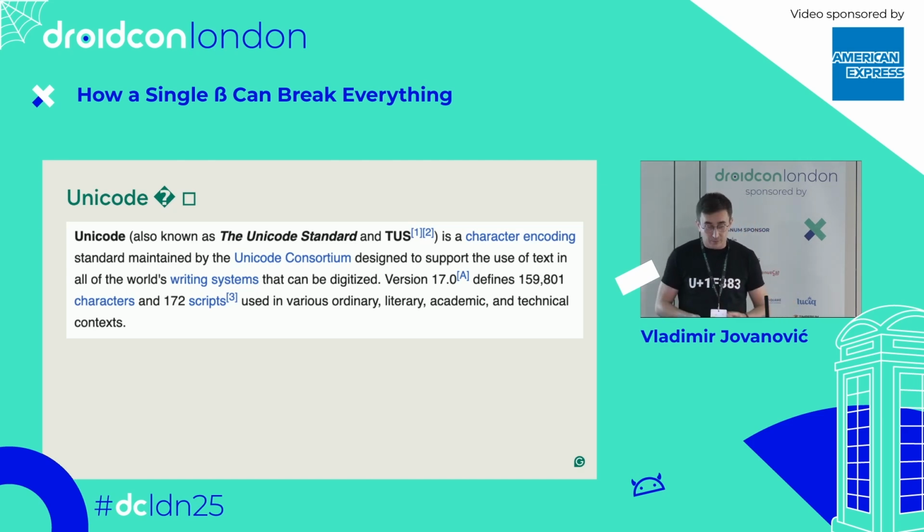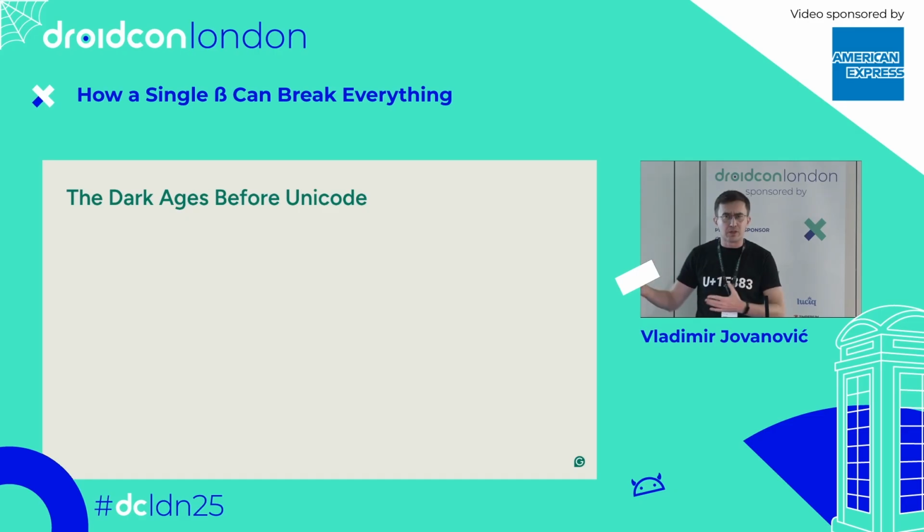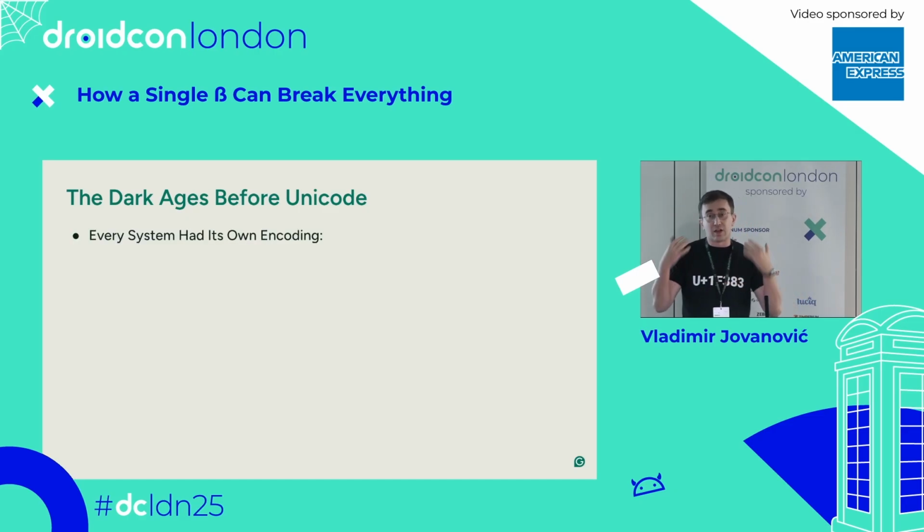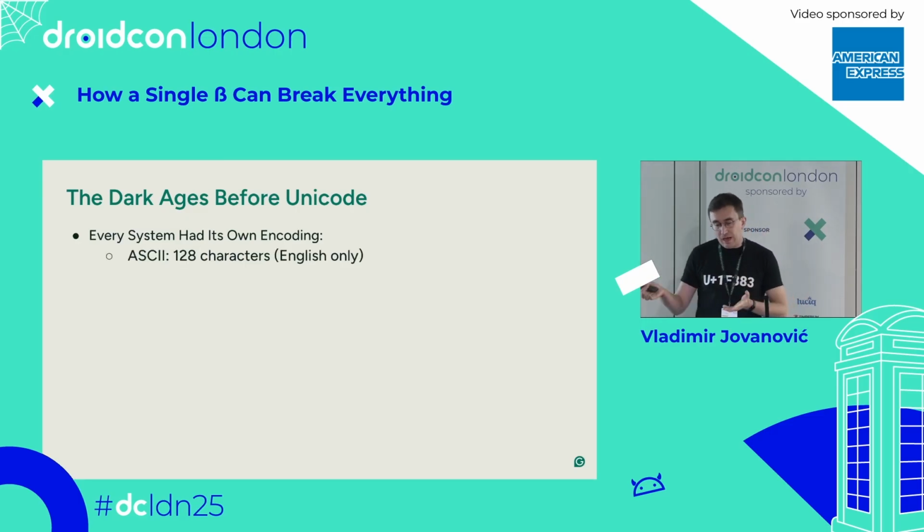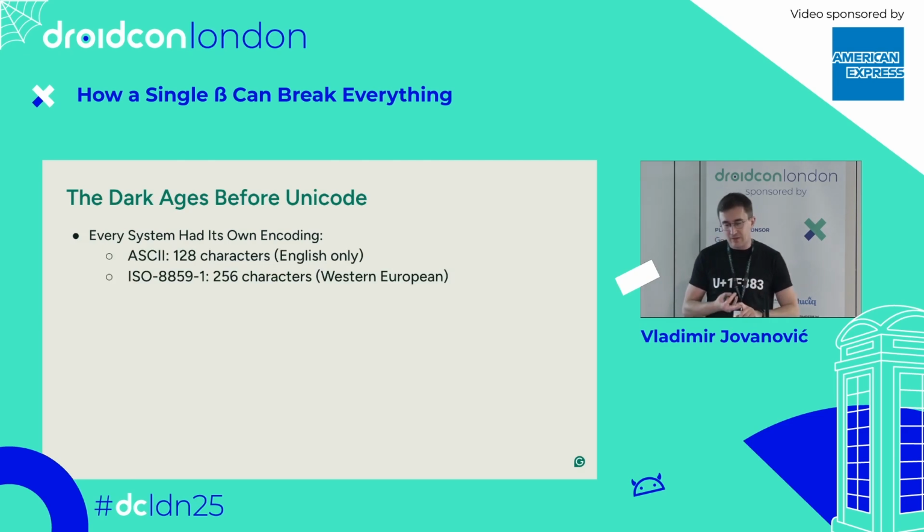But here's what's remarkable. Before Unicode existed, this level of global text support was basically impossible. Every system spoke its own digital language, and they couldn't talk to each other. Let me paint you a picture of what computing was like in the 80s and early 90s. Every computer system had its own character encoding, its way of turning bytes into letters. ASCII gave us up to 128 characters, great if you only wrote in English. ISO 8859-1 bumped it up to 256 characters, supporting most of the Western European languages.